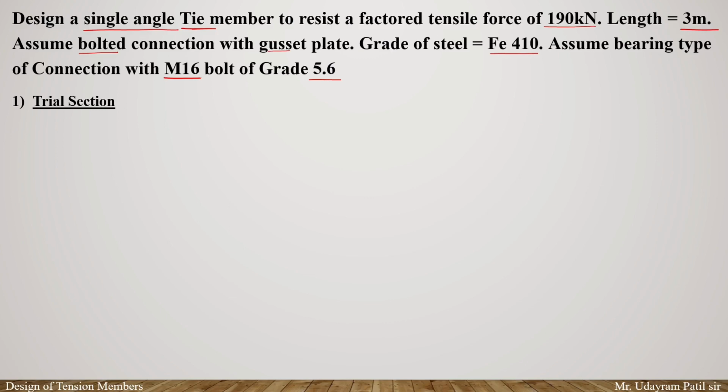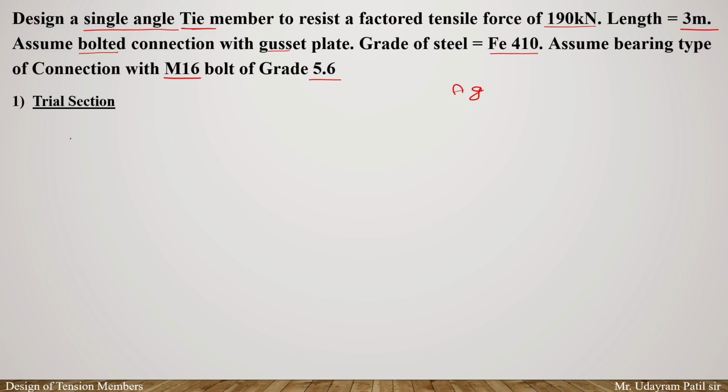So here, first finding out the trial member. Now we cannot just randomly select the member. It is not that since you have 190 kilonewton, you can randomly select. I will use a 90 by 60 by 6 mm member. First we have to calculate the gross area which will be required, the gross area of that particular section.